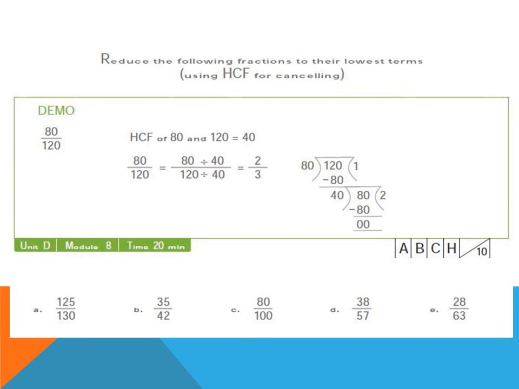Module number 8. Reduce the following fractions to the lowest term using HCF for cancelling. So first of all, look at the demo. The fraction is 80 by 120. First of all, we will find out the HCF of 80 and 120.